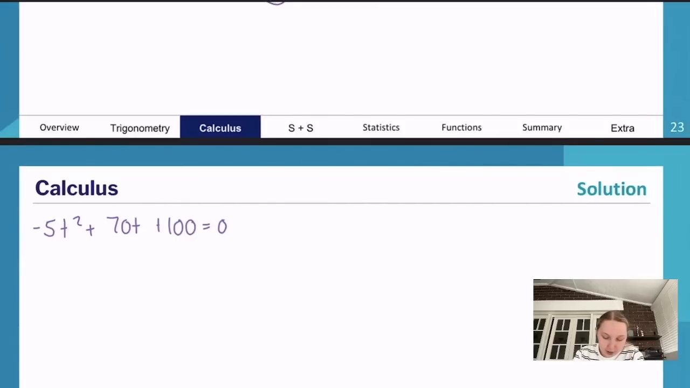Okay, first thing we want to do here is simplify. So we can simplify by dividing by 5. Actually, we'll divide by -5 to get rid of that negative up the front. So obviously if we divide this one by -5, we're going to get just the t squared. 70 divided by -5 is -14. And then we're going to get -20.